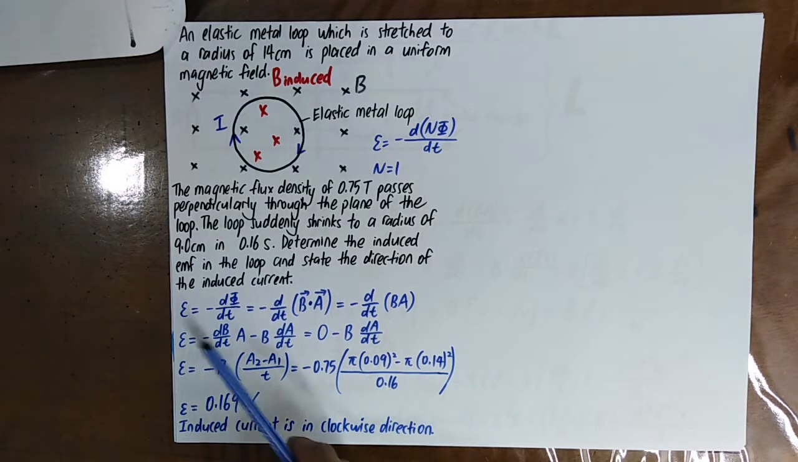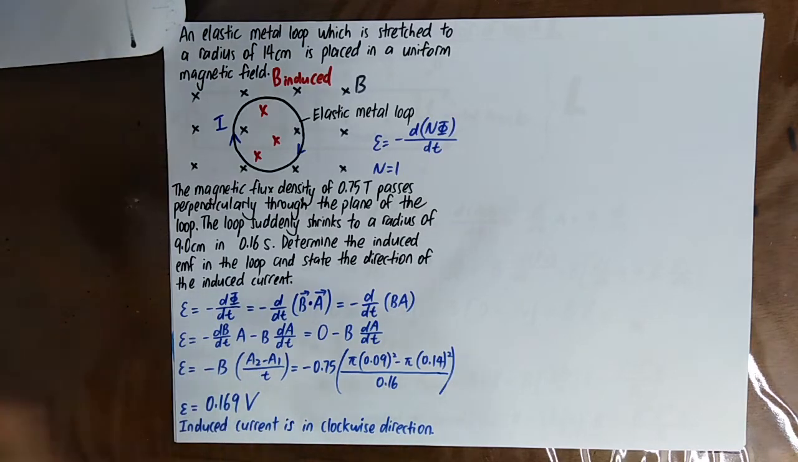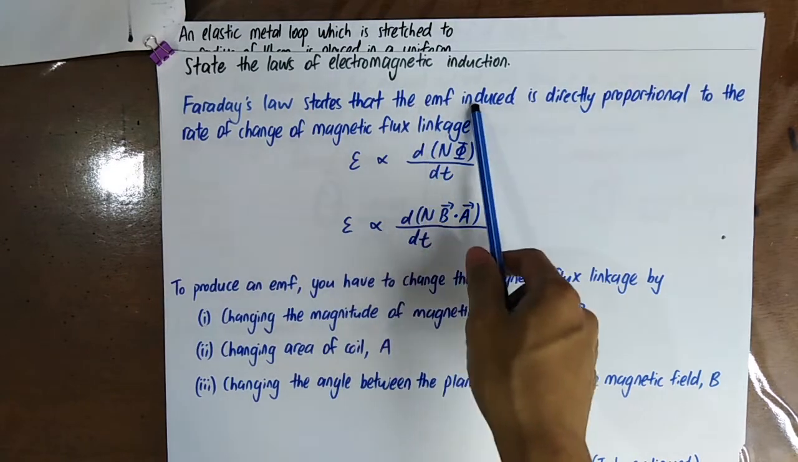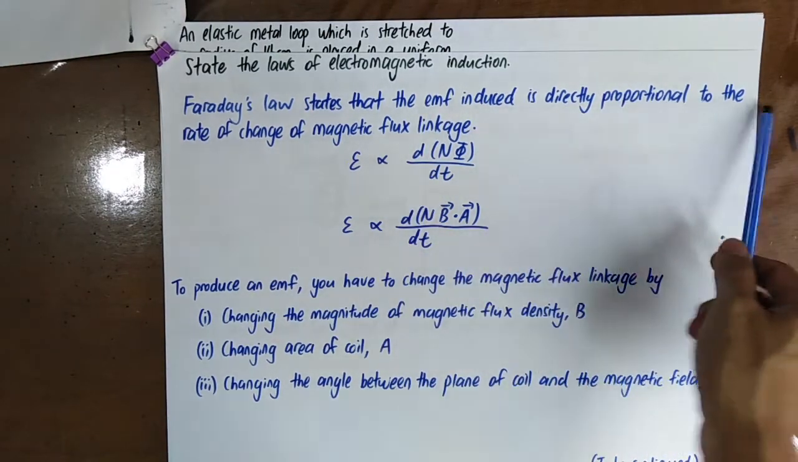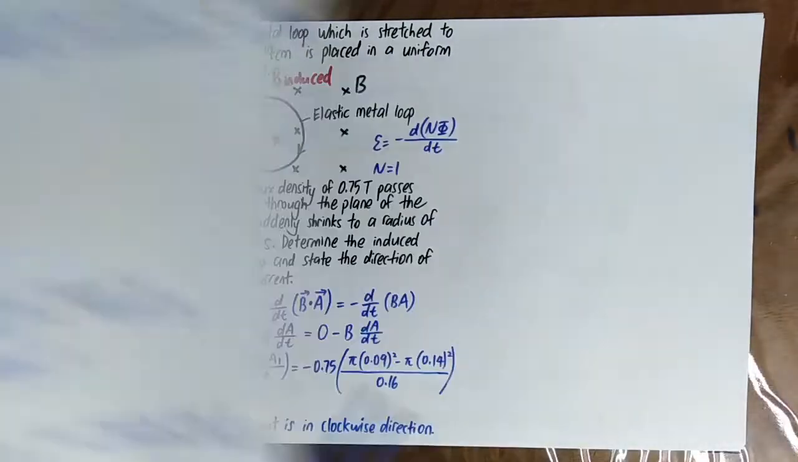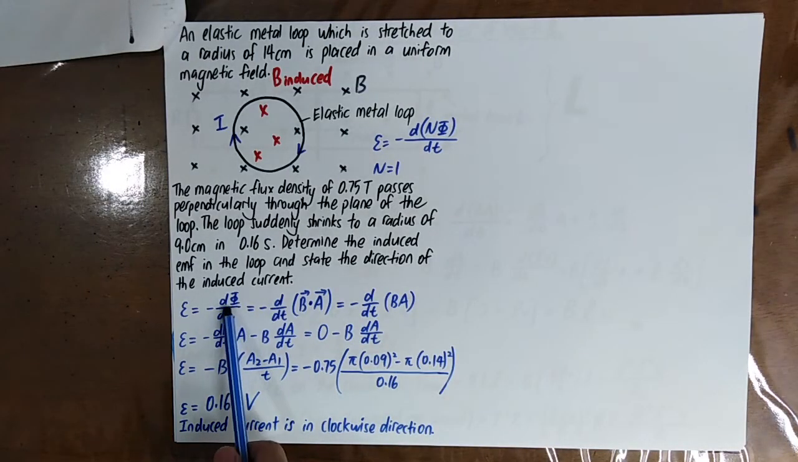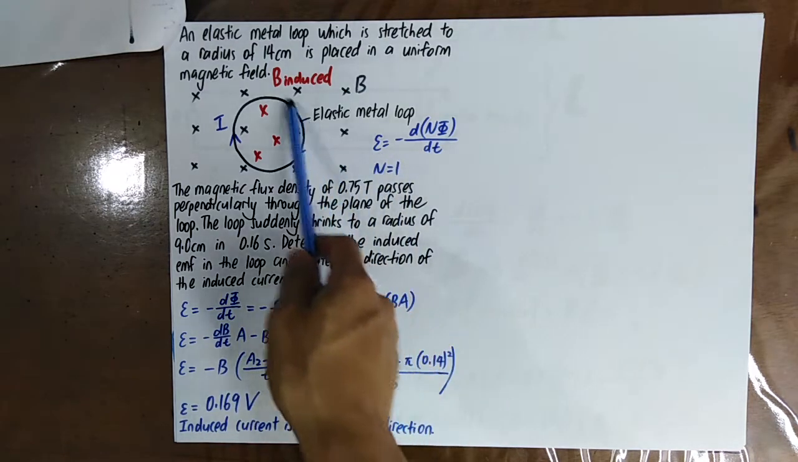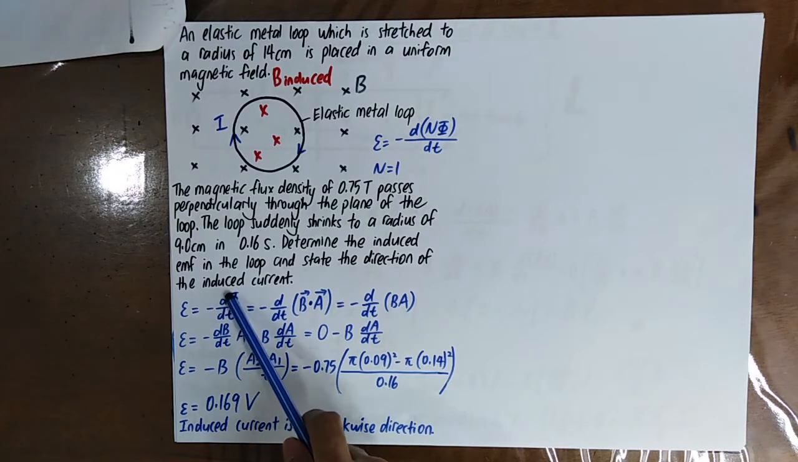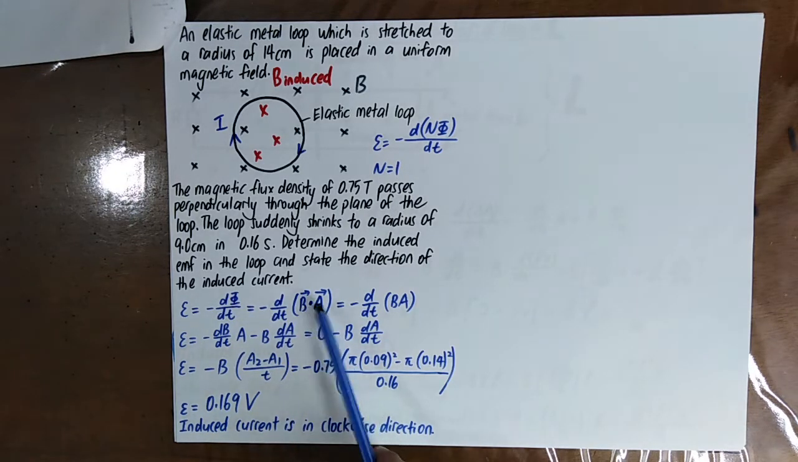Okay, so you use this equation because you know that Faraday's law states that the EMF induced is directly proportional to the rate of change of magnetic flux linkage. So you know that E equals negative dNΦ over dt. And then I know that because there's only one loop, N equals 1, so I didn't state N here. Okay, and then Φ equals B dot A.